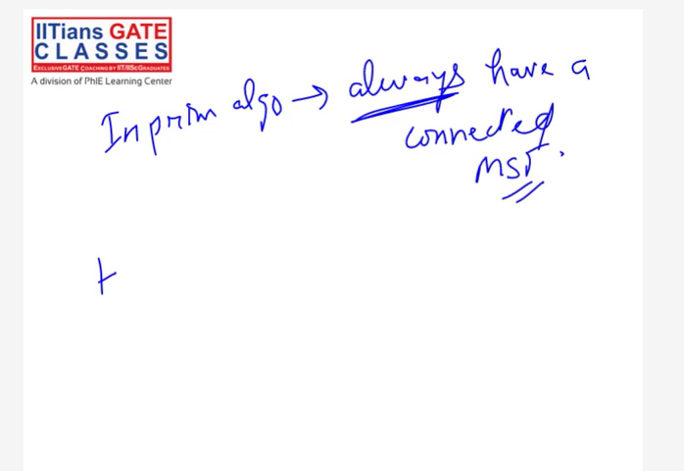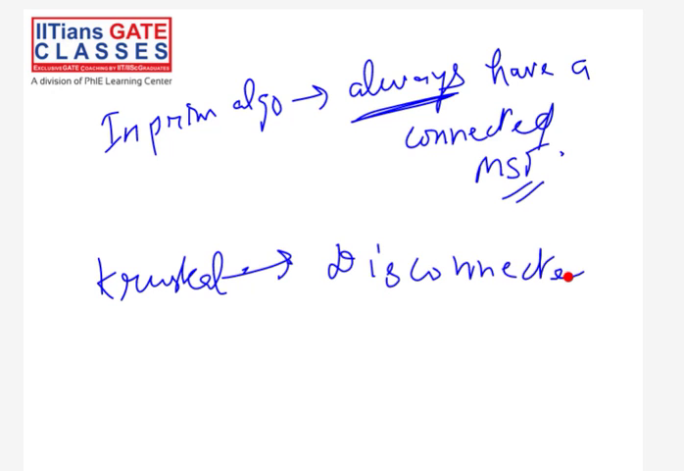This is not true in Kruskal's. In Kruskal's, you may have a disconnected graph in the middle, a disconnected MST in the middle. Is this point clear to everyone? This is an important point. This is an important difference between Kruskal and Prim's. So if the situation does not allow you to have a disconnected graph, there is no way you can implement Kruskal's algorithm.